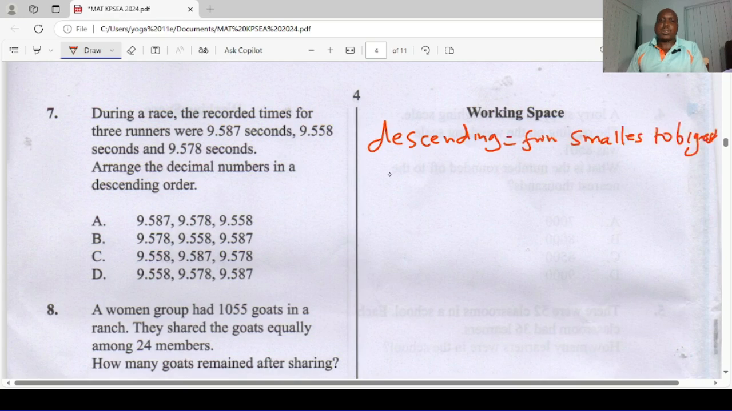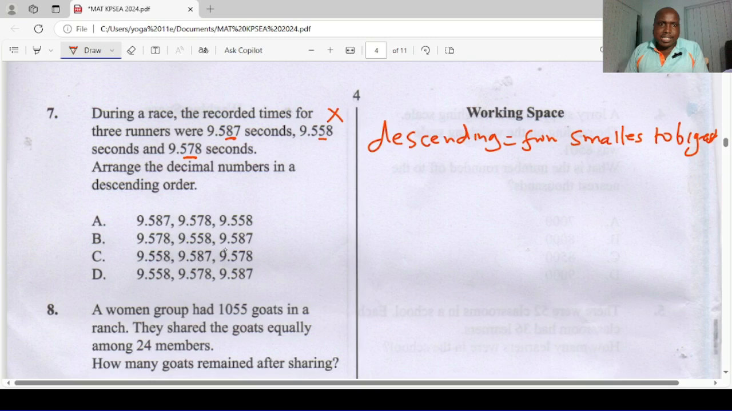Smallest to the biggest. So we want to look at which one is the smallest. 9.5, 9.5, all of them are 9.5. Then let us now consider the third number. The third number, 5 is smaller, so this is the smallest, followed by this is 7 and this is 8.